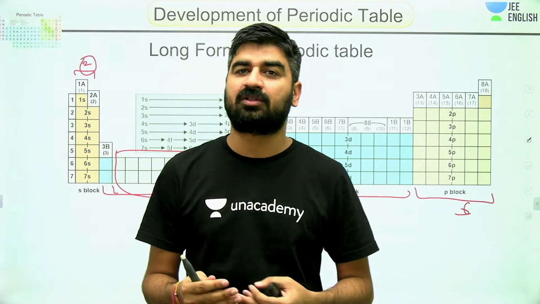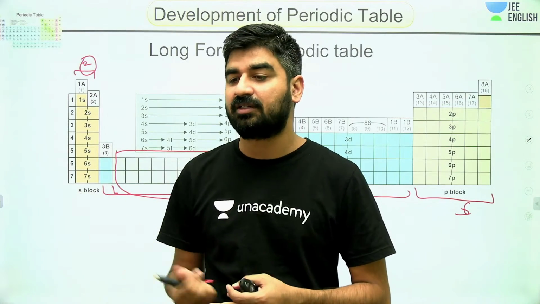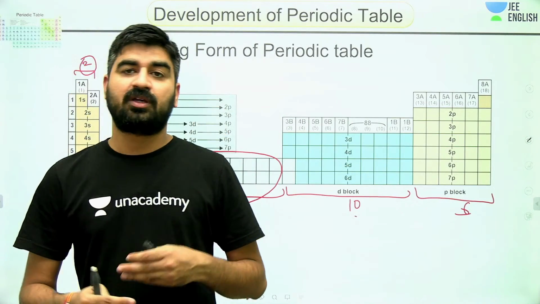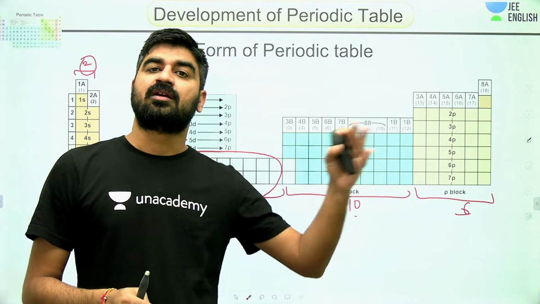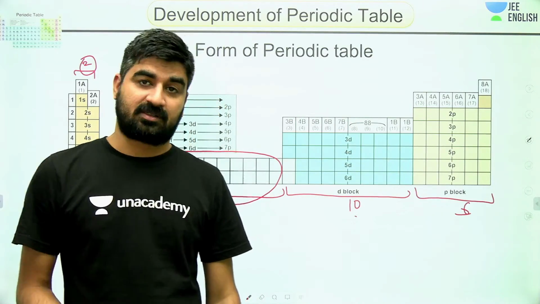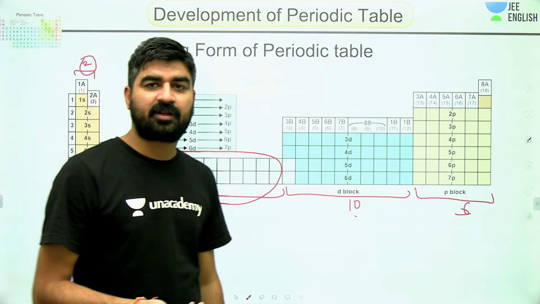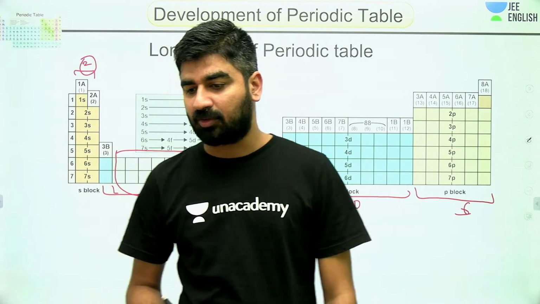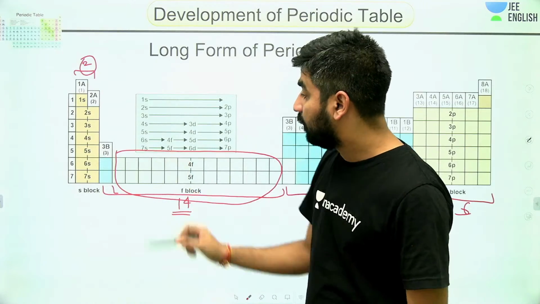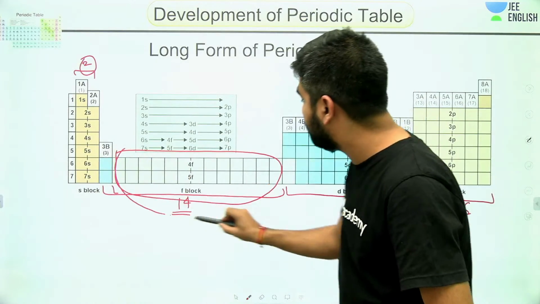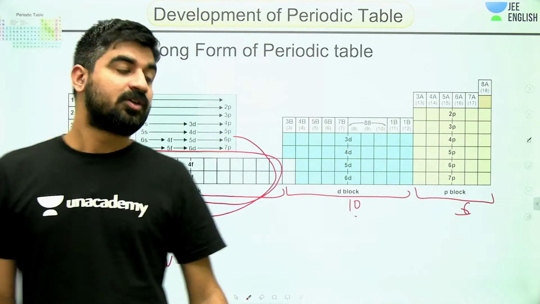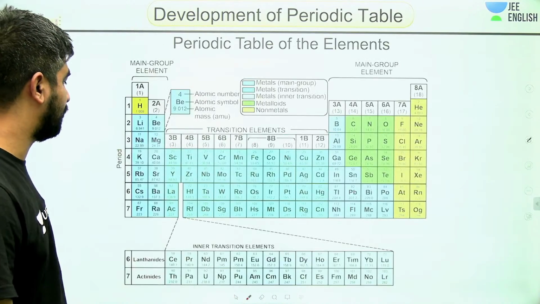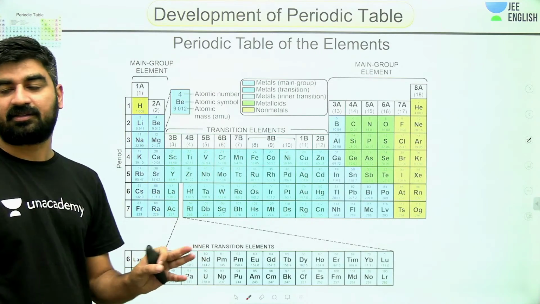There was one more problem: most of these elements are man-made or present in trace amounts. They are generally radioactive, so we generally don't study them in normal chemistry. They are studied mainly in physics. In a nuclear reactor, we need uranium and these elements. So what we did was shift this part to the bottom.